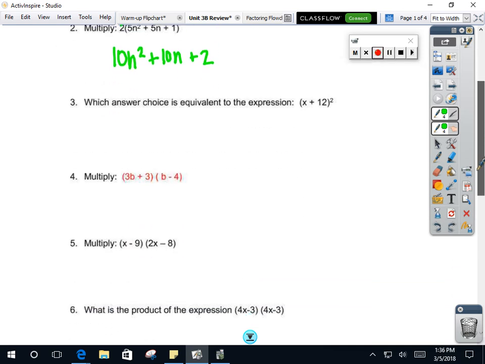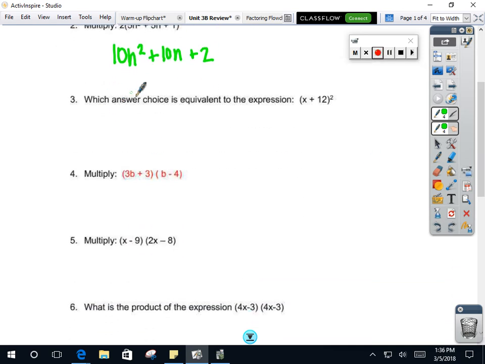Number 3, since there's no choices, we just need to write the equivalent expression to the one that's given. Well, what does it mean when something's squared? It means you write it twice. Now we need to actually simplify it. And how do you simplify that? Double distribute, or sometimes people call it FOIL.